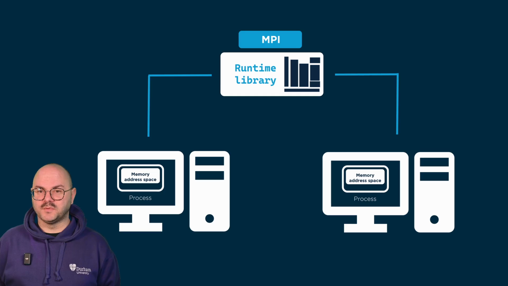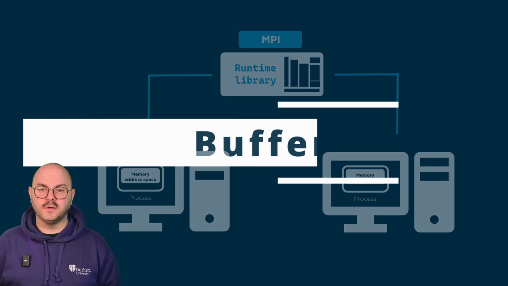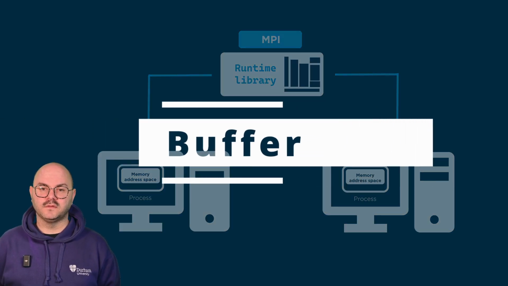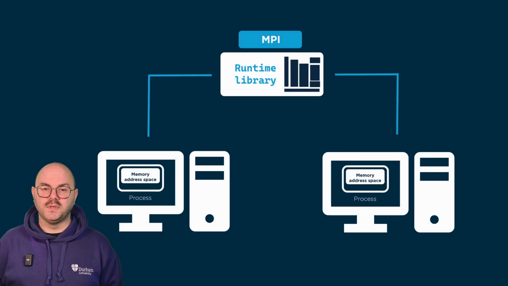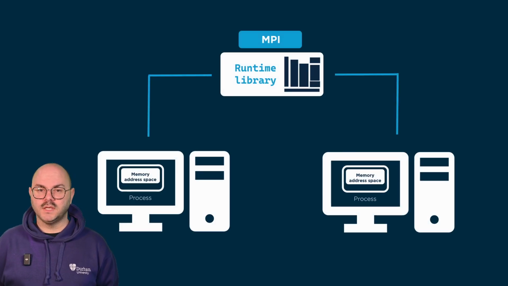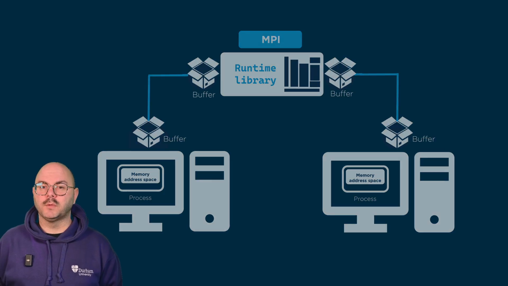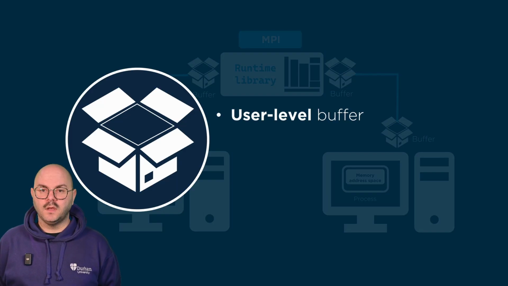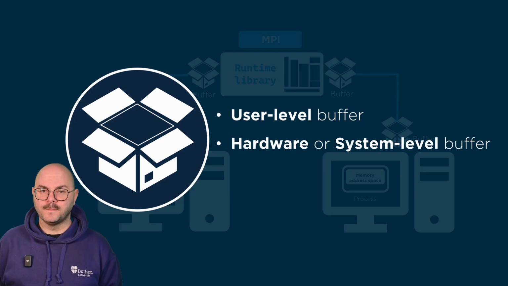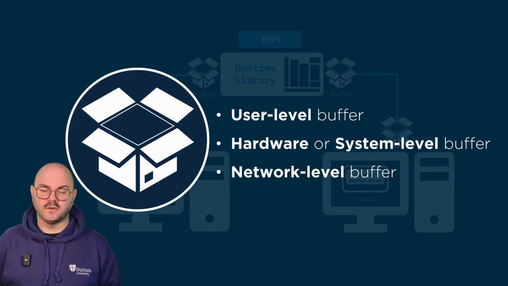Similar to the messaging abstraction, MPI defines a buffer as an abstraction over several different concepts. In practice, an MPI buffer is a pointer to a memory location that is used to store data that is being sent or received, and may refer to a user-level buffer, a hardware system-level buffer, or a network-level buffer in some circumstances.